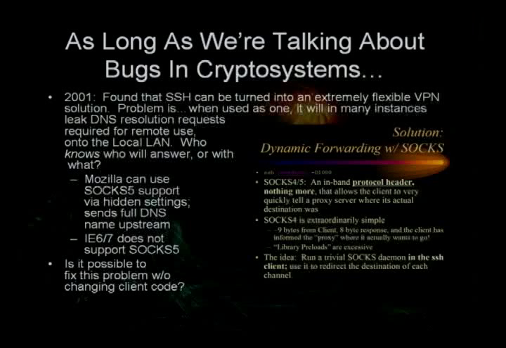I said support SOCKS 5, which allows you to put in a name. And the OpenSSH guys did that, and through an undocumented option, Mozilla supports it. But not all clients, like IE7, support this. So is it possible to fix things like IE7 without going through the code? And the answer is yes.